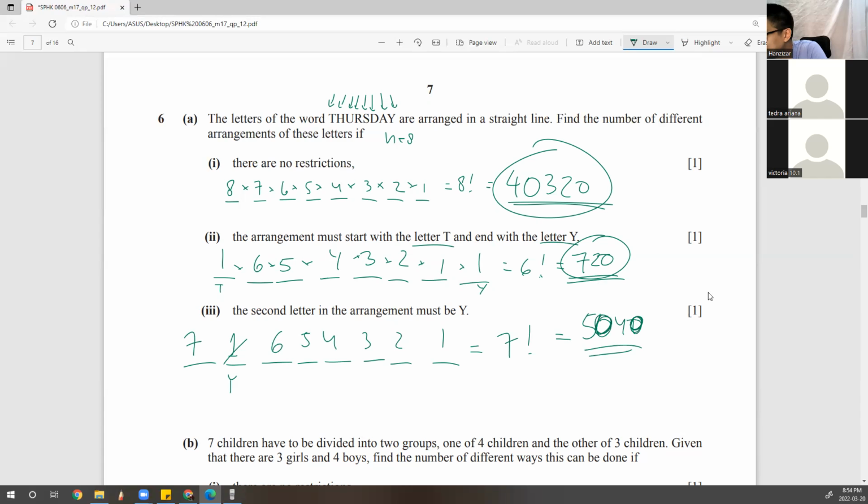Okay. So T and Y is already occupied. This is all possibilities. So if I pick one, I cannot put the same letter, right? So it cannot be T, T, T, T, T like this. No, it's always decreasing by 1.